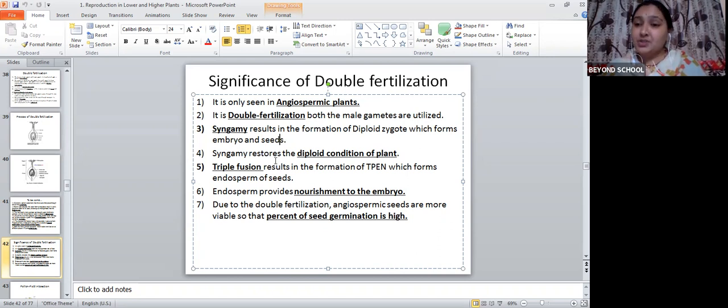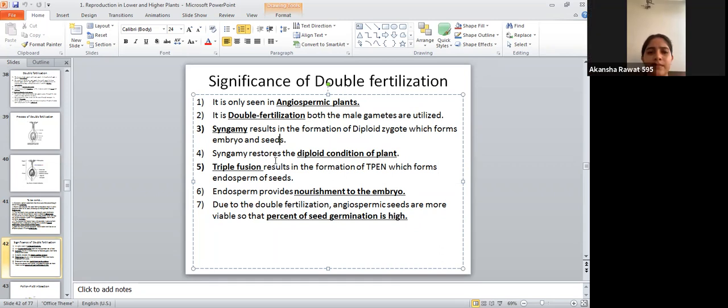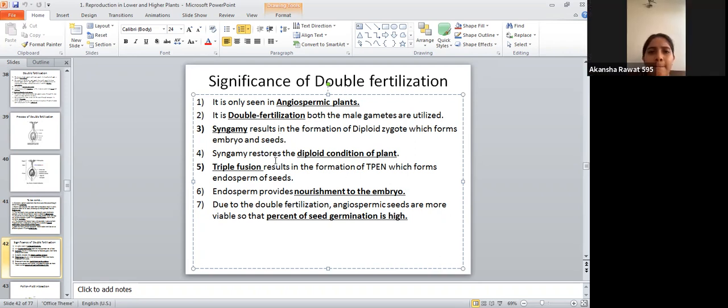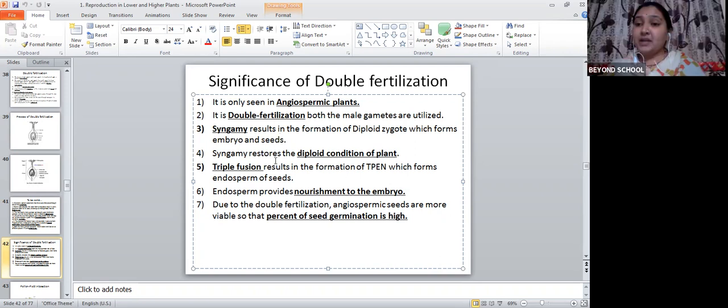And due to this viability, due to the longer lifespan, the percentage of seed germination is very high. The seeds get germinated very rapidly. Understood? See, the seed always germinates depending upon its dormancy, right? Whenever the seed loses its dormancy, what is going to happen? The seed is going to germinate.